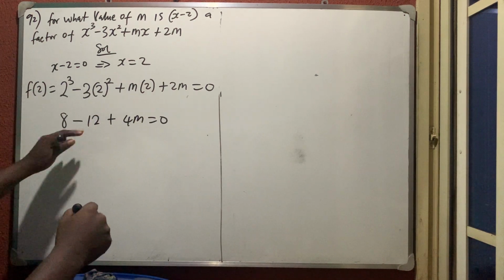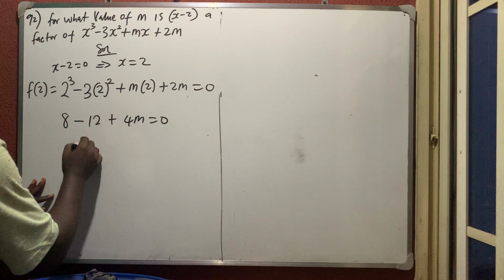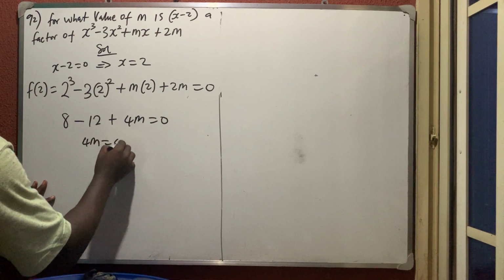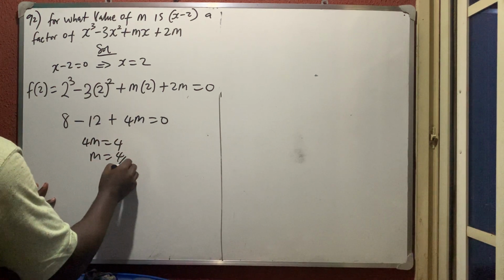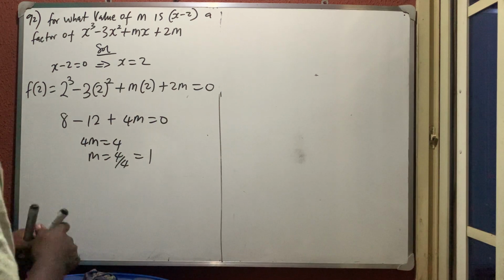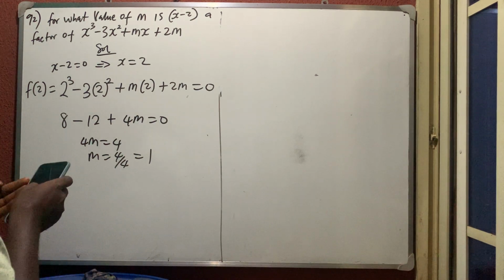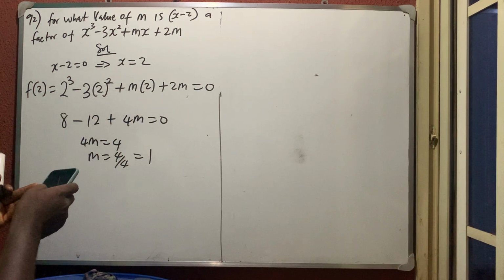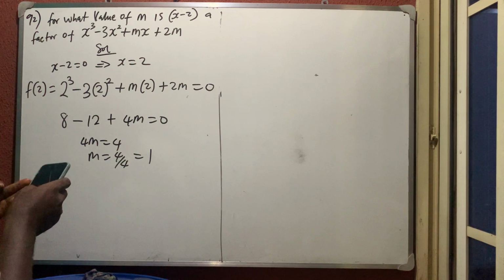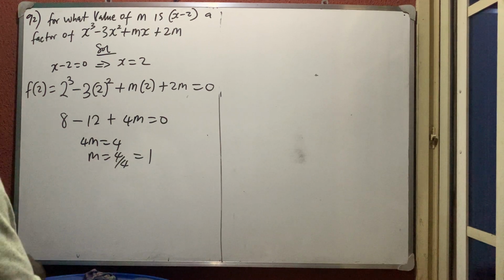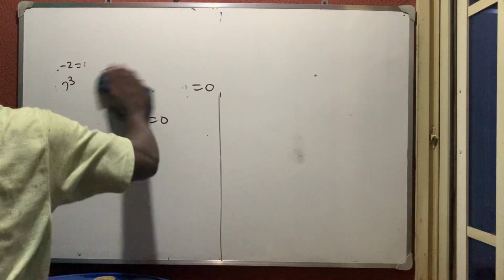So this and this is giving me minus 4. So 4m here is equal to 4. So m is equal to 4 by 4, which is 1. M is 1. 92. Correct. So 93.